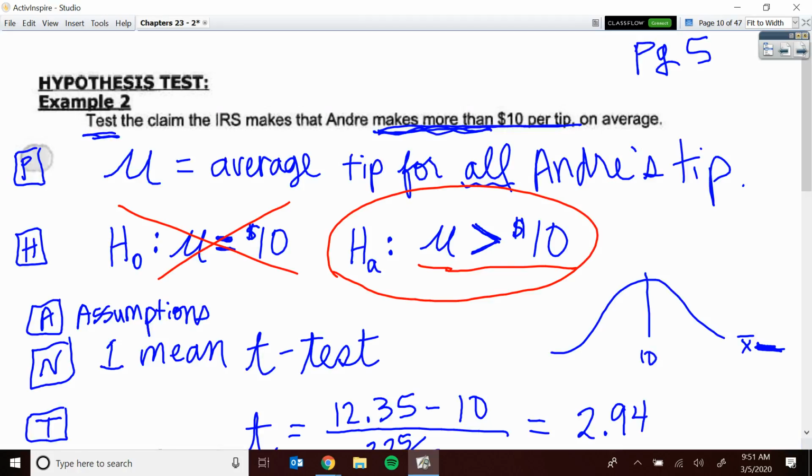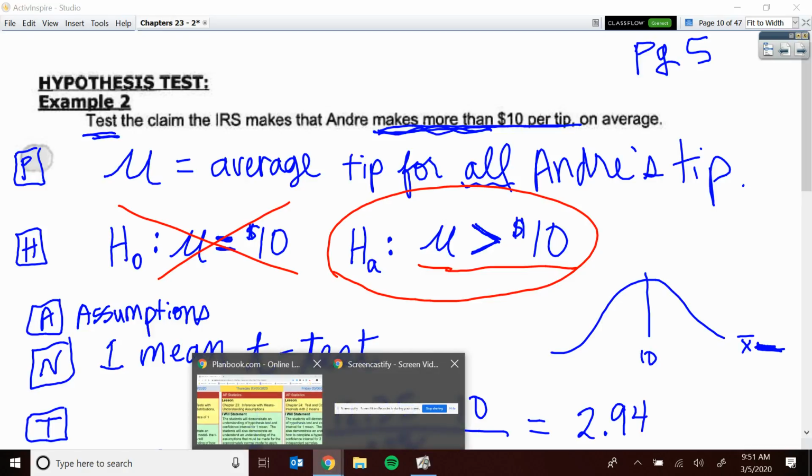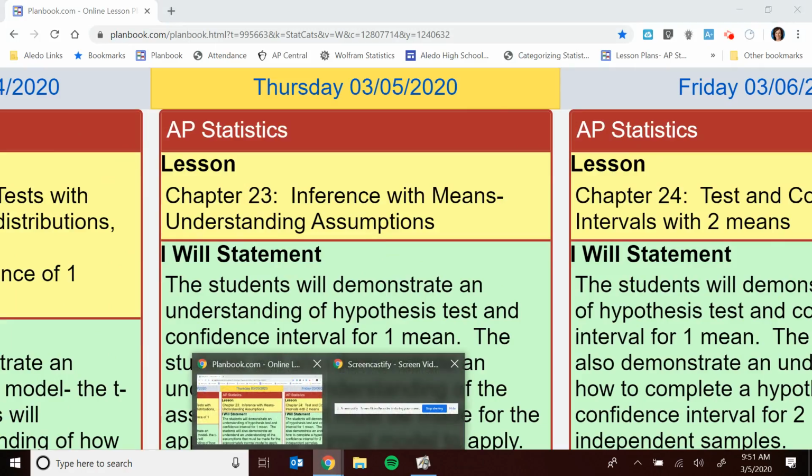And so now we're going to go into the assumptions. So let's get into that. Let's see here.